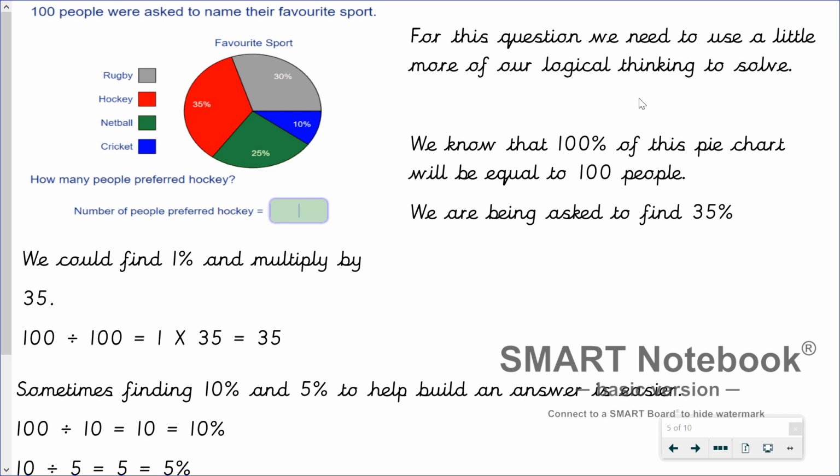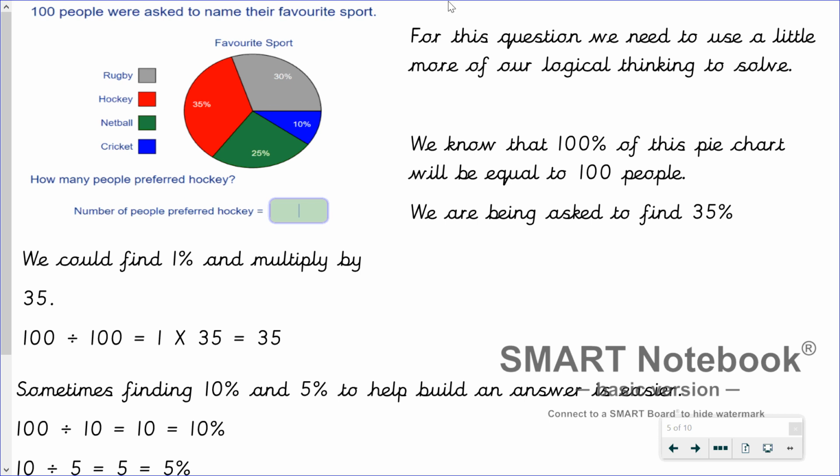Sometimes they won't go into 10%, and there are two different ways we can do it. So 100 people were asked to name their favourite sport. 100% is 100 people. Rugby, 30%. Cricket, 10%. Netball, 25%. Hockey, 35%. And it says how many people preferred hockey.